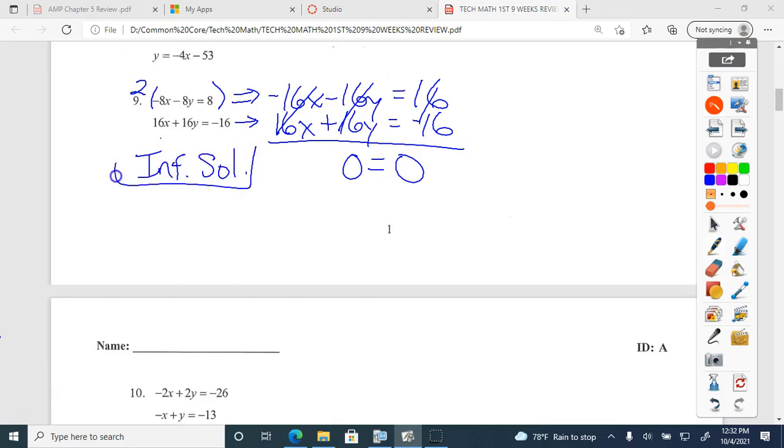If you end up with something that does not work, like 0 equals 5, is 0 equal to 5? No, then it would be no solution. But that one's infinite solutions. Everybody good on page 1? The front. All right? On the back. Number 10, last one of these.